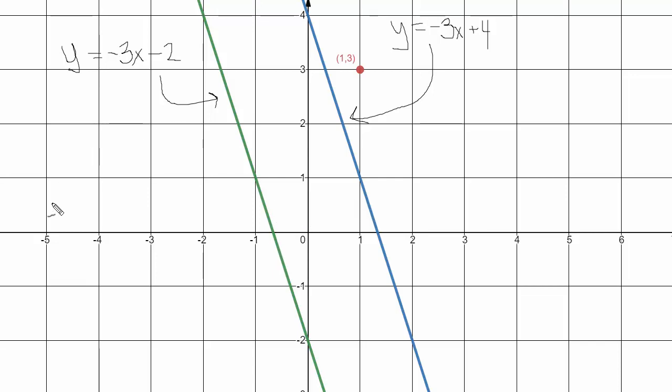If we notice, they actually have the same m value. The m value here is negative 3, and the m value on our second line that we added was also negative 3. So they have the same slope, so they're always going to travel at the same rate of change, but they have different b values. So they start at different places, which means they will never touch. So parallel lines will always give us a no solution when we're talking about systems. There's no point that falls on both of these lines at any given time.